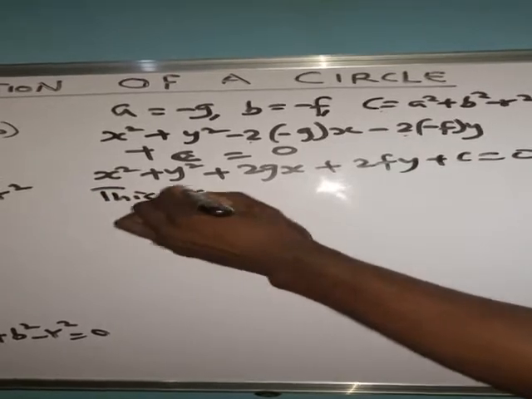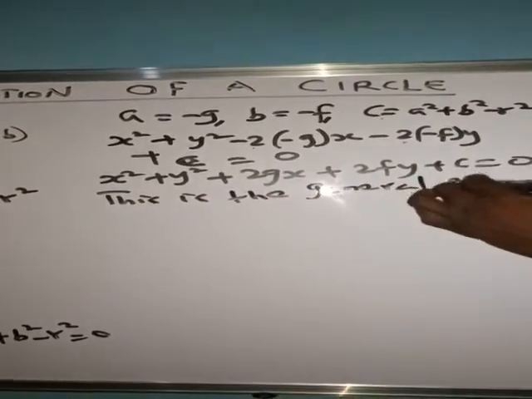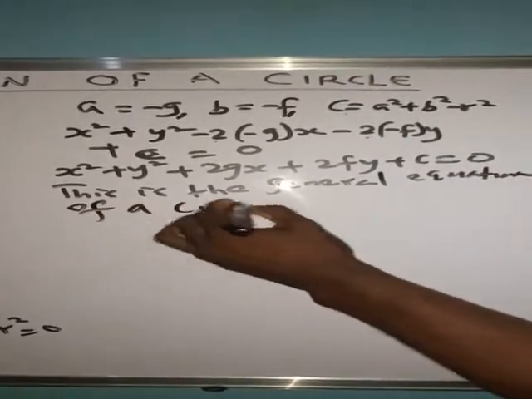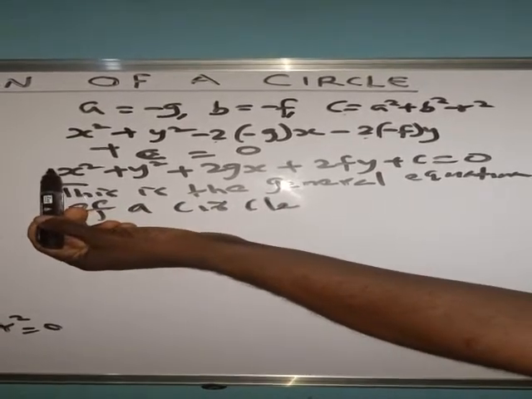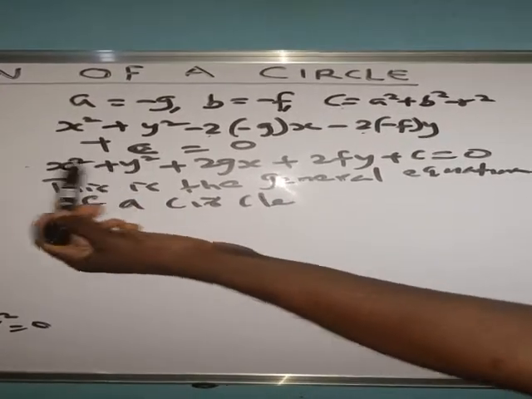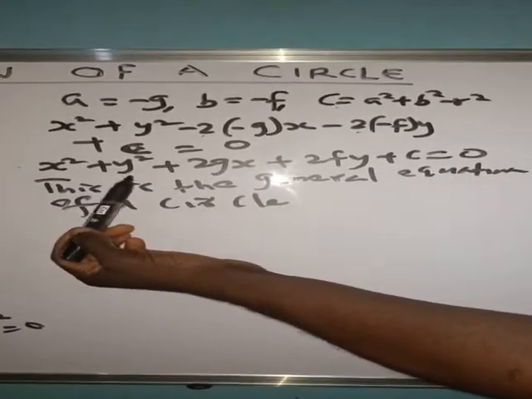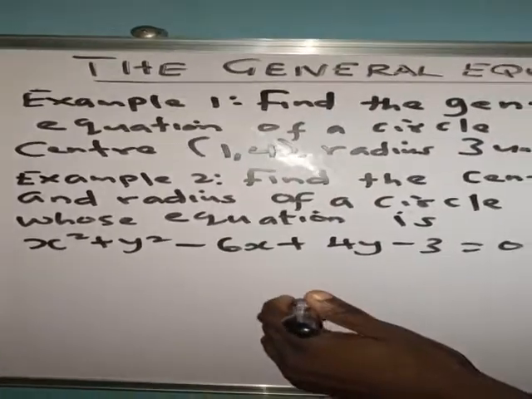This is the general equation of a circle. And when you study this equation, you realize that the coefficients of x² and y² are always the same if it is actually the equation of a circle. Example 1 and example 2.